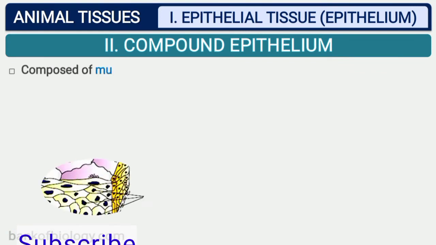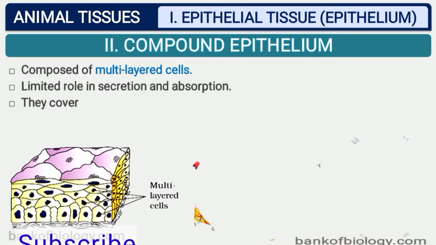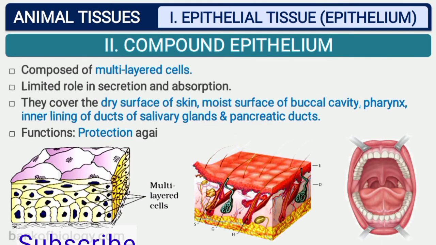Next is compound epithelium, composed of multi-layered cells, with a limited role in secretion and absorption. They cover the dry surface of skin, the moist surface of the buccal cavity, pharynx, and the inner lining of ducts of salivary glands and pancreatic ducts. Functions: protection against chemical and mechanical stresses. It is an outer covering, as it is composed of several structures which are helpful in protection and can bear so much stress.